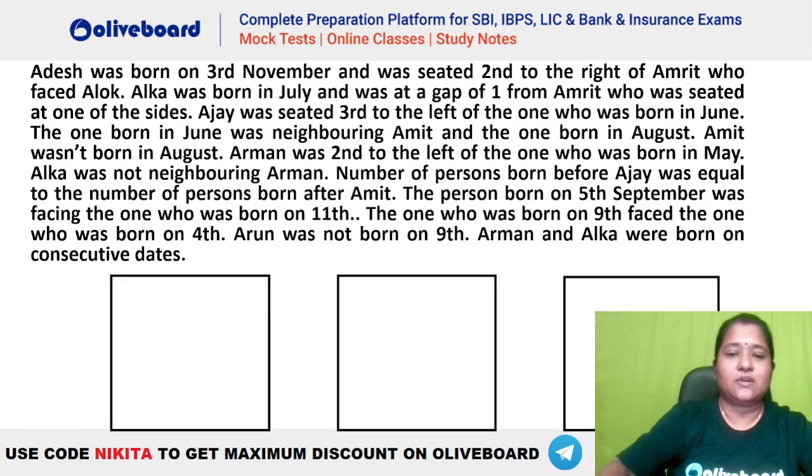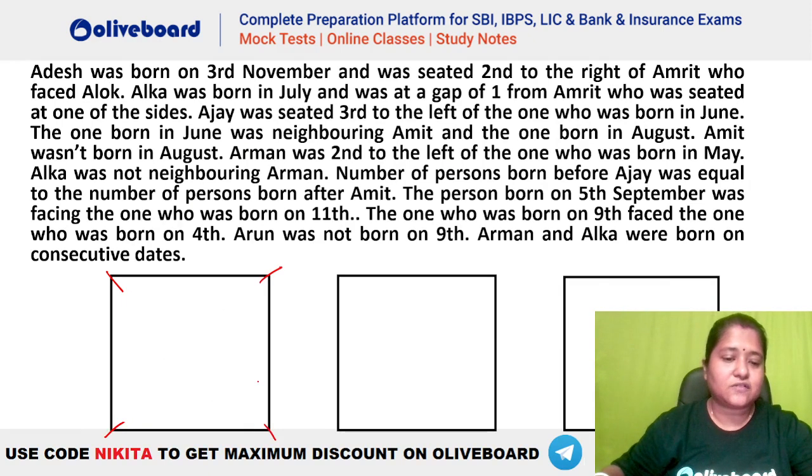Okay, chalo, let's try it out. Let's see what is the arrangement here. So we have 8 persons, one person on each of the sides, one person on each of the corners here. Okay, chalo, let's try. Let's see what are the possibilities in here.